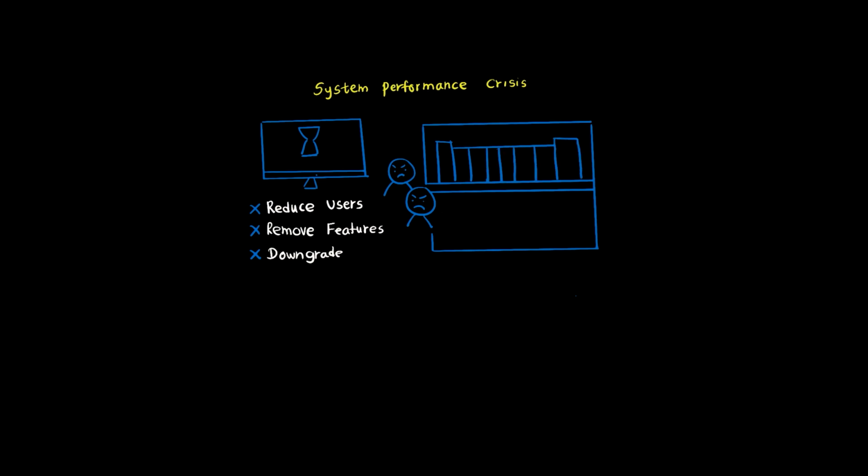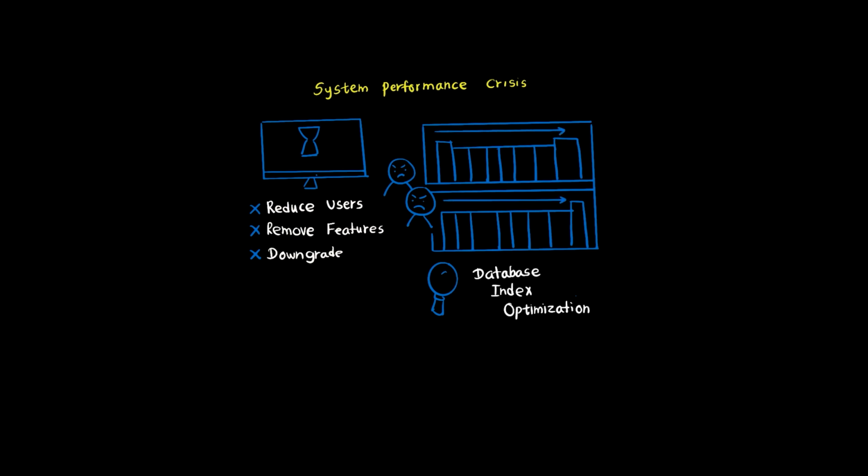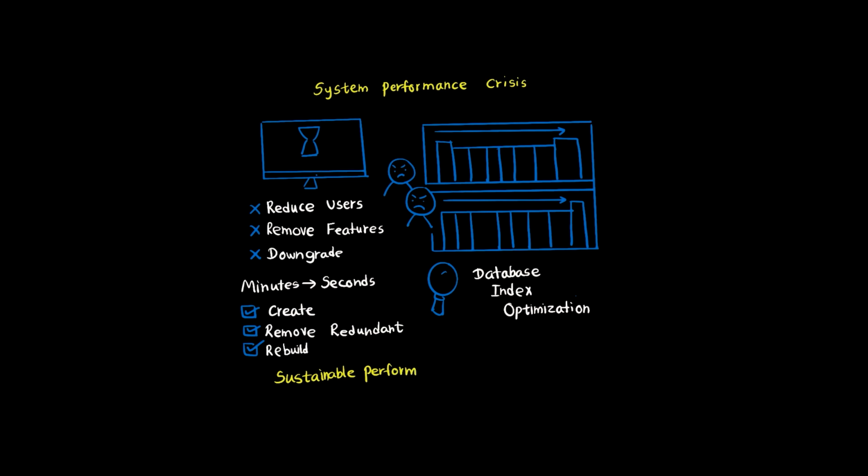Think of a database like a massive library. Without indexes, finding information means checking every single book. With proper indexing, you go straight to the right shelf. Slow queries that took minutes suddenly complete in seconds. It's systematic improvement without sacrificing anything. Creating indexes on frequently searched fields, removing redundant indexes, and rebuilding fragmented ones transforms system responsiveness. Unlike quick fixes that create new problems, index optimization provides sustainable performance gains. It's the difference between amputation and precision surgery.